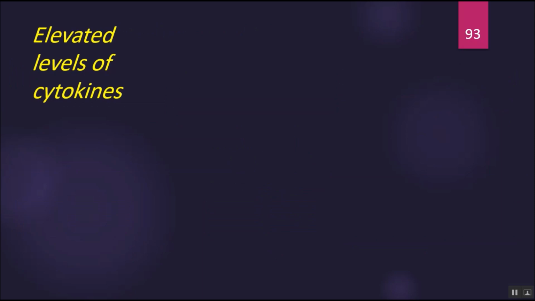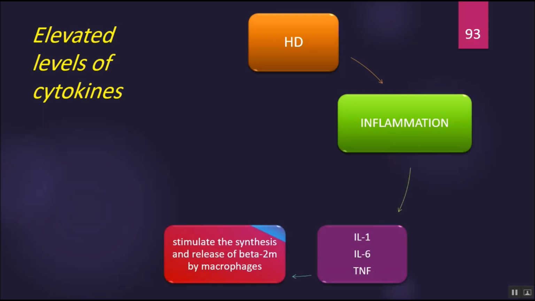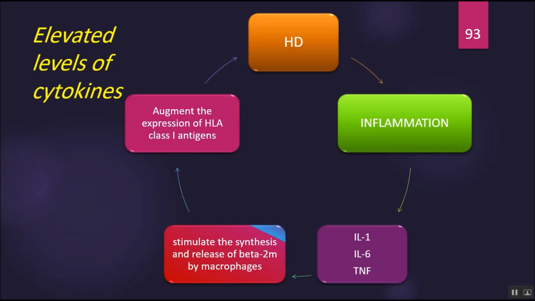So elevated levels of cytokines play a major role in the pathogenesis of beta-2 microglobulin amyloidosis and joint destruction by inflammation, cytokine production, and augmentation of expression of HLA class 1 antigen, which can induce much more production of beta-2 microglobulin. So we have to avoid inflammation during hemodialysis, especially by using ultra-pure dialysate.